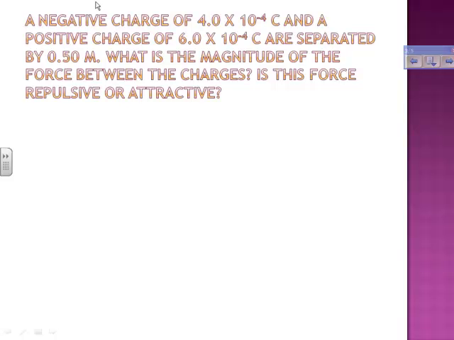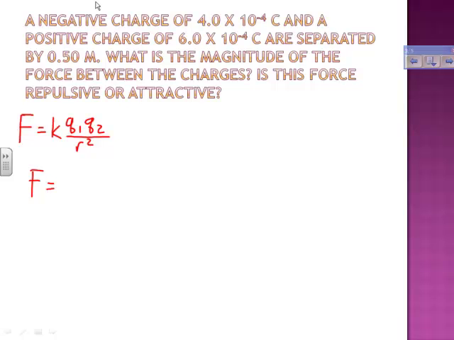A negative charge of 4.0 times 10 to the negative 4th coulombs and a positive charge of 6 times 10 to the negative 4th coulombs are separated by 0.5 meters. What is the magnitude of the force between these charges? Is it attractive or repulsive? So we're solving for force. F equals K Q1 Q2 over r squared.